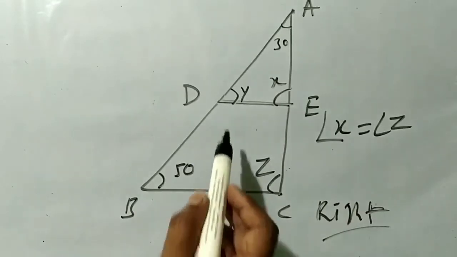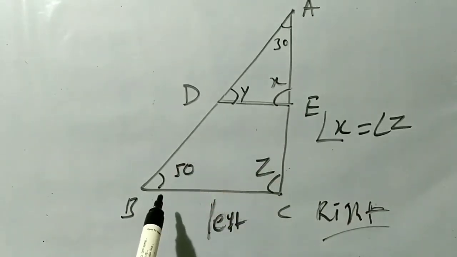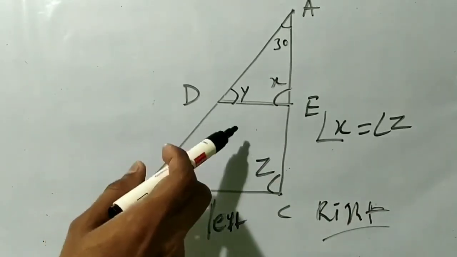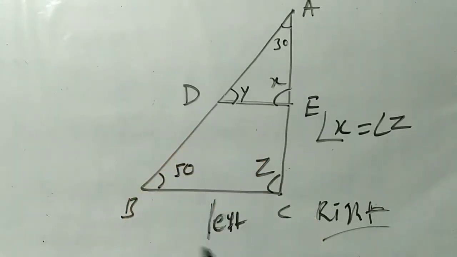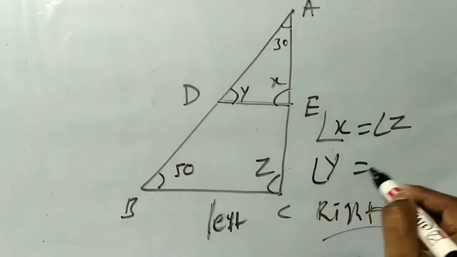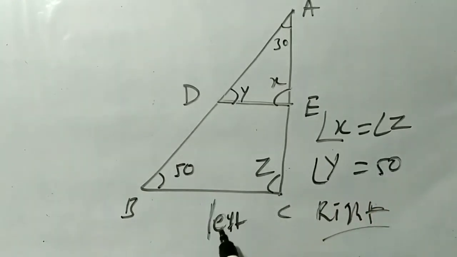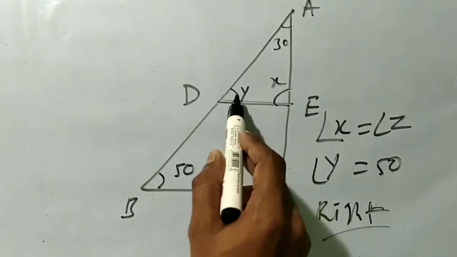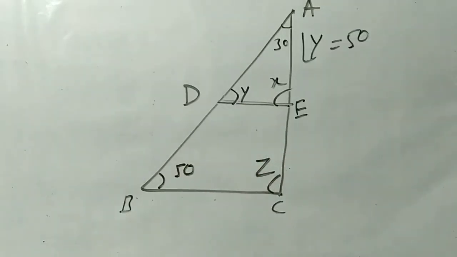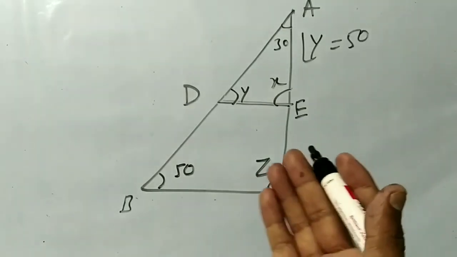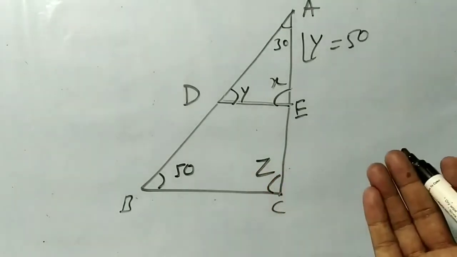And also here the Y is equal to 50. Right side of the line, above the line. So angle Y is equal to 50. So we got angle Y is equal to 50. From the angle sum property we can get that X is equal to.